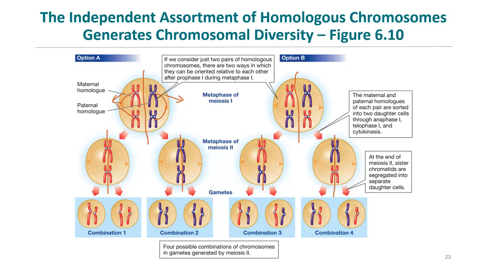Now, this doesn't even take into account crossing over, right? That's not even shown here, the random crossing over events that could have happened before independent assortment. But either way, crossing over and independent assortment ensure that the daughter cells that are produced by meiosis are very distinct one from another. And this introduces genetic variability into those gametes.